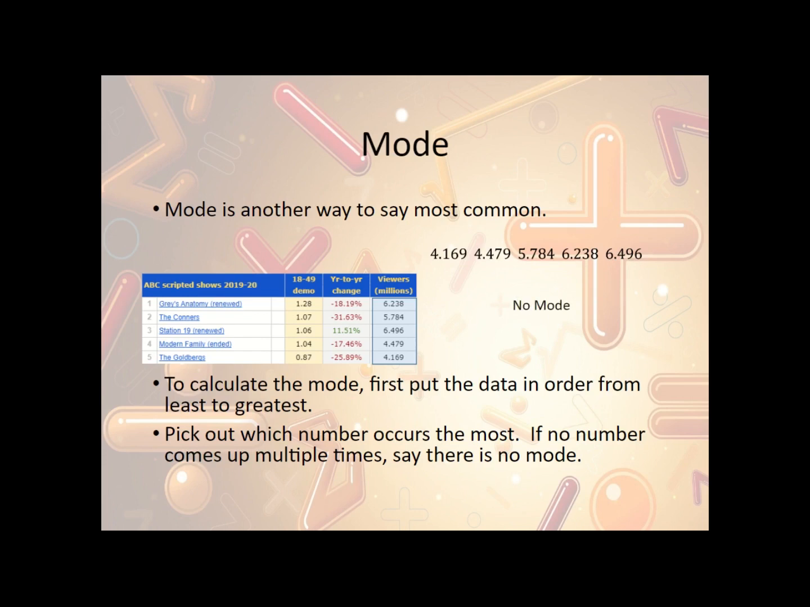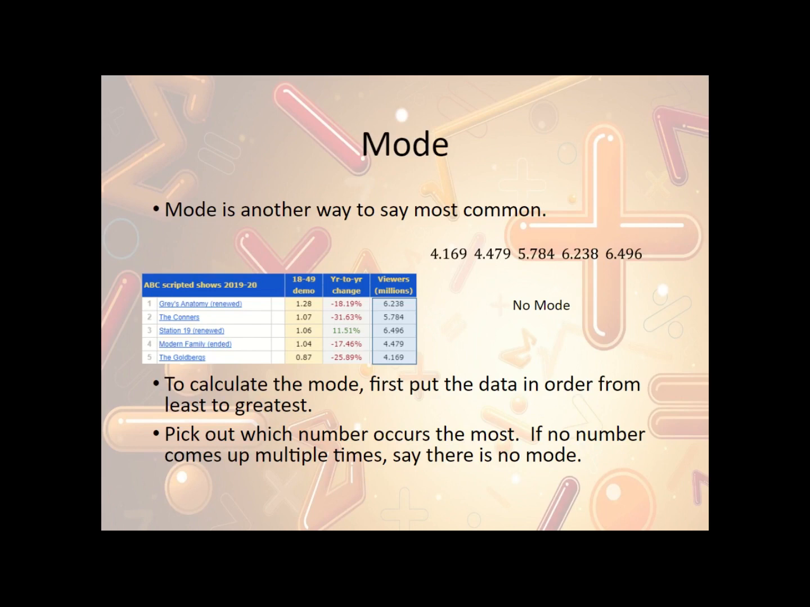Now, if there's more than one number that occurs multiple times, the same number of times, then you could have more than one mode. So you could say that 2 and 3 are your mode if they both occur the same number of times. But if one occurs more than the other, then you just go with whatever one occurs the most.